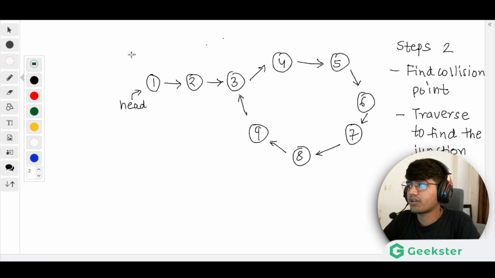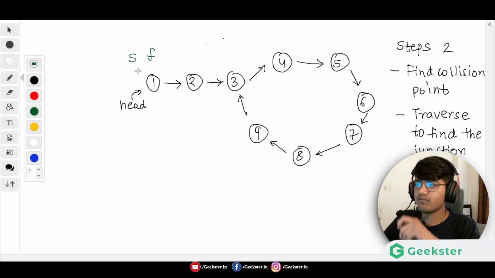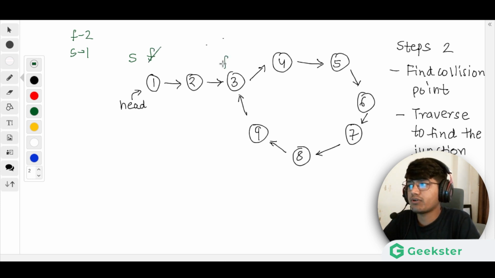Suppose we have two pointers, a slow pointer and a fast pointer, and we already know how we can detect the cycle. First we are going to find the position where they meet. We move the fast pointer by 2 positions and the slow pointer by 1 position. Both of them point to the head initially, but now we move the fast pointer by 2. The fast pointer comes from here to here, and the slow pointer comes from here to here.